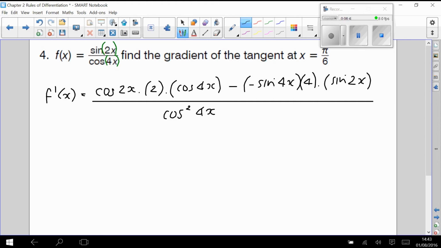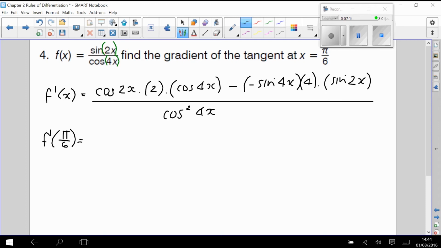Now this looks very daunting. It's quite a confusing expression, but you don't have to worry because all I asked for you to do was find the gradient of the tangent at x is pi over 6. In case you're not very good at tidying up your expression, I'm not even going to do that in this next part of the sum. I'm just going to find the derivative straight away when x is pi all over 6. In other words, in my expression, wherever I see an x, I must write pi over 6.